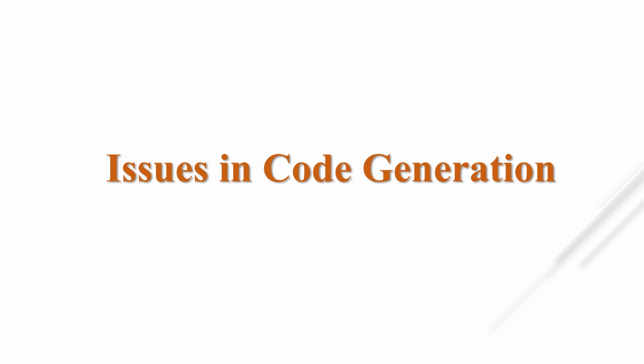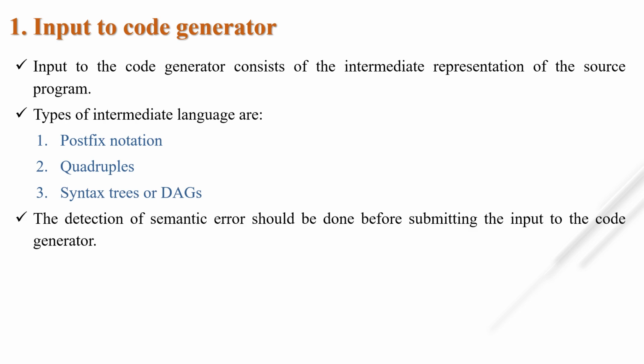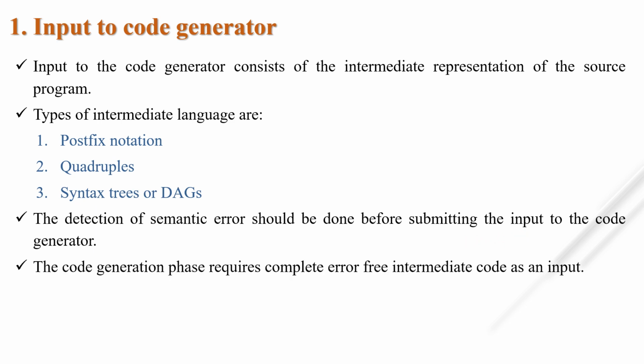Next we see issues in code generation, which is also most important for your examination. The first issue in code generation is the input to the code generator. The input consists of an intermediate representation of the source program. There are several types of intermediate language, such as postfix notation, quadruples, and syntax tree or DAG. The code generation phase requires complete, error-free intermediate code as input. So the detection of semantic errors should be done before submitting the input to the code generator.